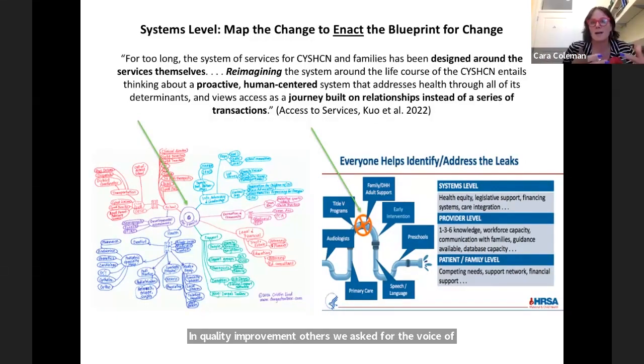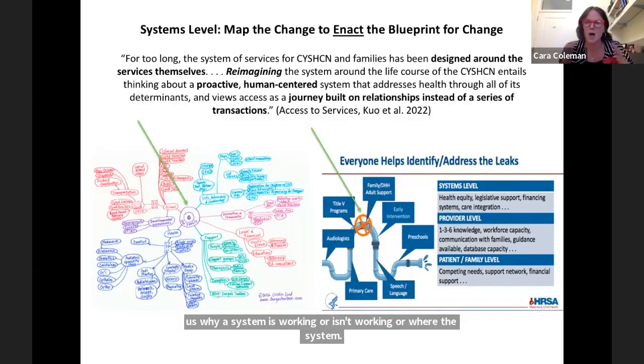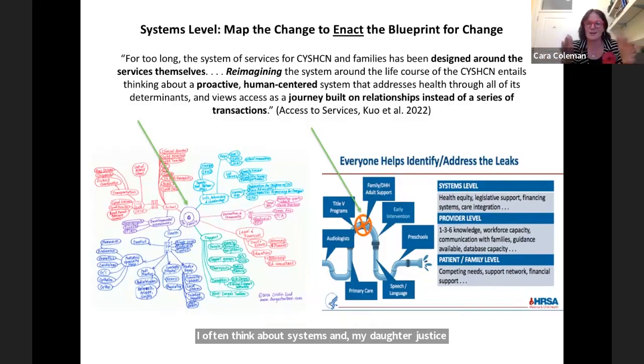But I think care maps show that it's not just a story. There's a gazillion stories in a care map, right? And most of them are ignored by the system. And a lot of them show us why a system is working or isn't working, or where there's sort of a bend. I often think about systems and my daughter Justice's body through the tutelage of her pulmonologist: it's all plumbing and pipes. And so if we're thinking about the system that way, we're looking and thinking, wait, where did the pipe turn?